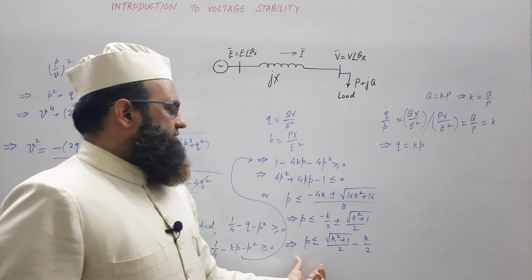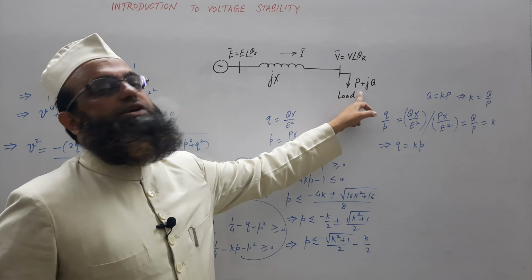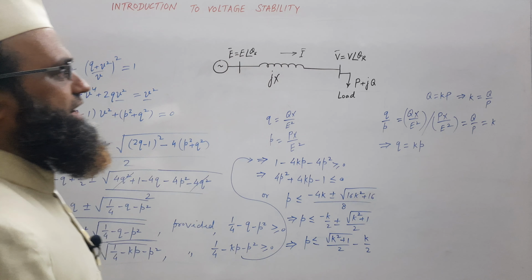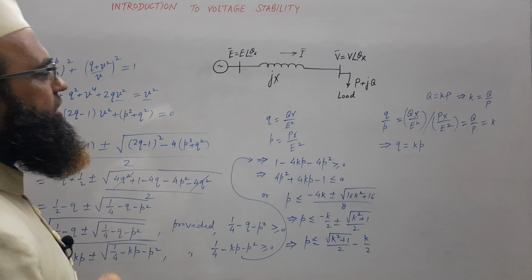So we have some maximum limit of this P. If you will increase beyond that particular limit, it means voltage of this bus will further decrease drastically, which will lead to collapse of the system. We will see with the help of one plot.